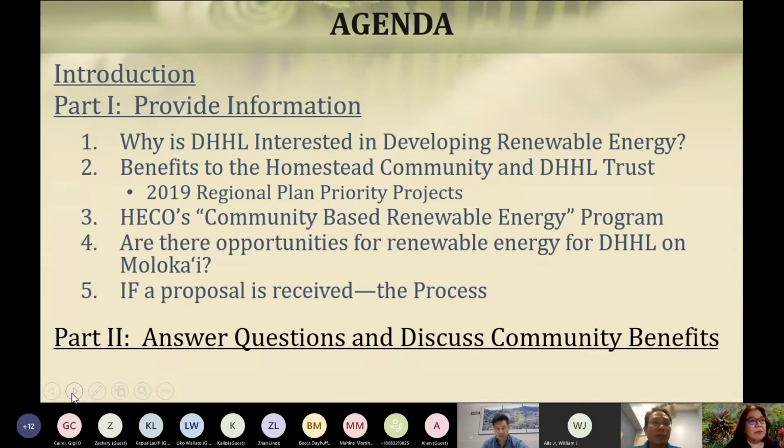So our agenda is broken into 2 main parts. The first part will be a presentation that provides information. And the second part of the meeting will be an opportunity for you to ask questions and to make comments. We are particularly interested in your thoughts about the parcel and potential community benefits. To kick off the discussion, we'll do a quick review of our regional plan priority projects, which were identified in 2019. We want to know if the projects are important to you. So with that, I will pass it on to Julie.